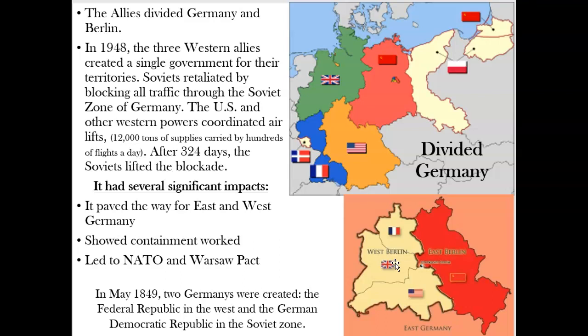Early on, Truman gets a victory for containment when the Soviets block all access to Berlin. The Americans and Allied forces then issue the Berlin Airlift, which is going to airlift supplies into West Berlin. And it worked. And after 324 days, the Soviets lift the blockade. And so Truman believes this is the path forward to prevent the spread of communism, but also to prevent there from being war.